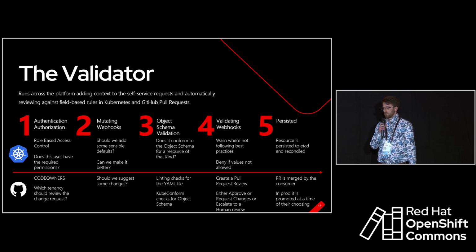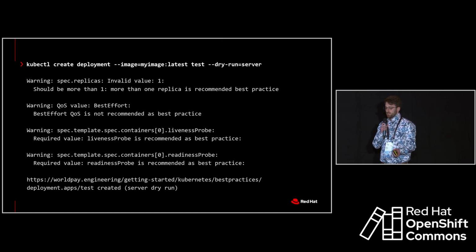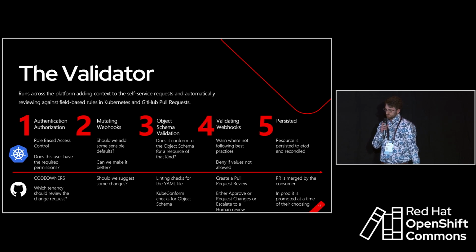The Kubernetes API will automatically check if the resulting resource conforms to the object schema. That could be a built-in object or custom resource definition. If it conforms, it'll get sent back to the validator via the validating webhook, where we may warn the user if they're not following some best practices, or we may even deny the request if they're not permitted values. Finally, the resource is persisted and reconciled.